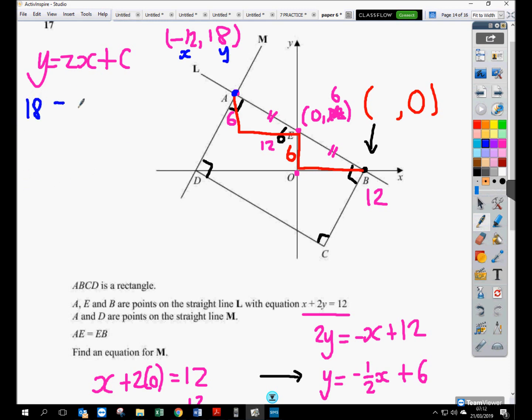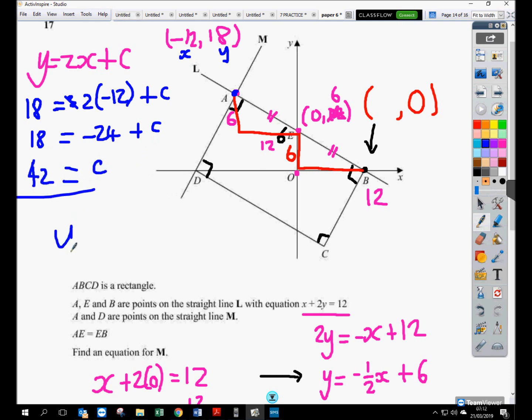So we have 18 equals 2 times negative 12 plus C. 2 times negative 12 is negative 24. Add 24 to both sides and you get 42. So 42 is C. So the final answer to the question is y equals 2x plus 42.